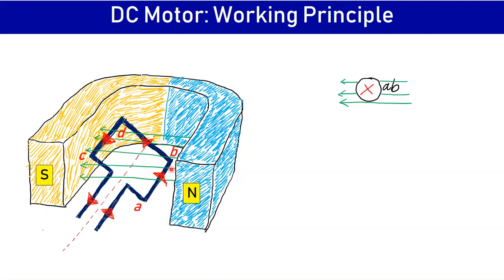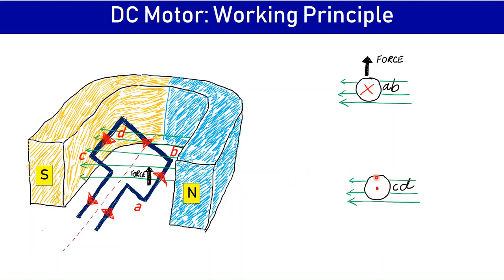So for the conductor AB, we see that the field is from right to left, and when we are seeing the conductor from here, we see that the current is moving away from us. So in this plane, we have taken it flowing into the plane. Now if we apply Fleming's left hand rule, we see that the force will be upwards. So the force in this conductor AB will be upwards.